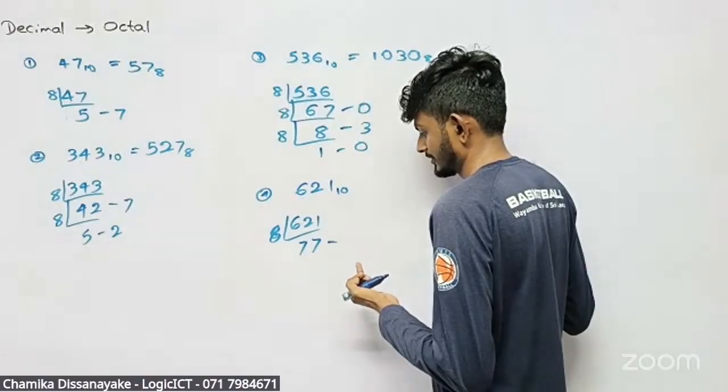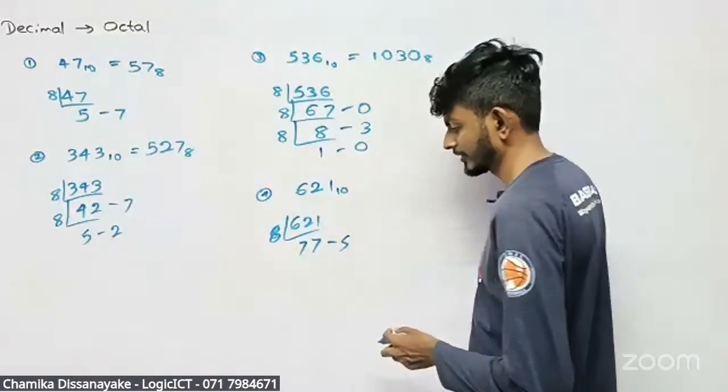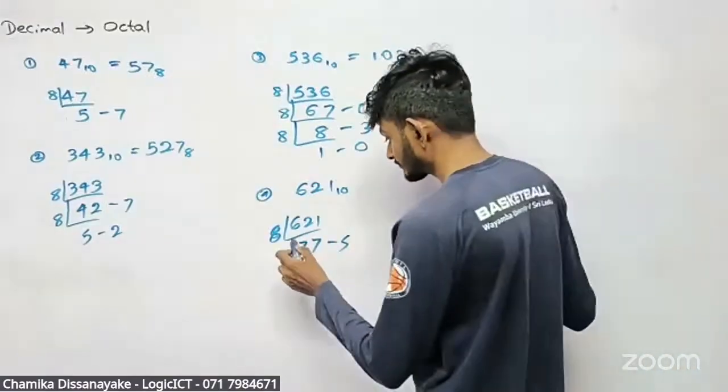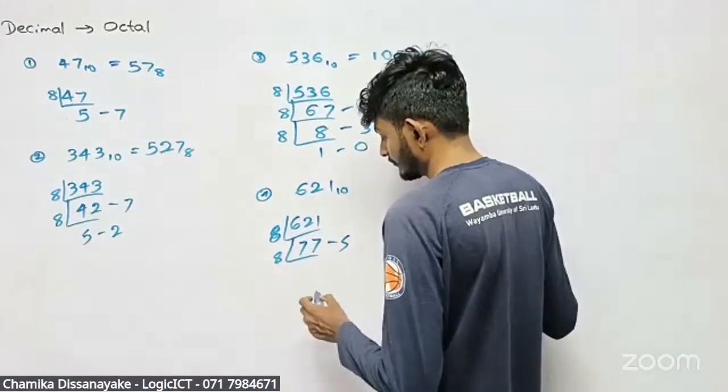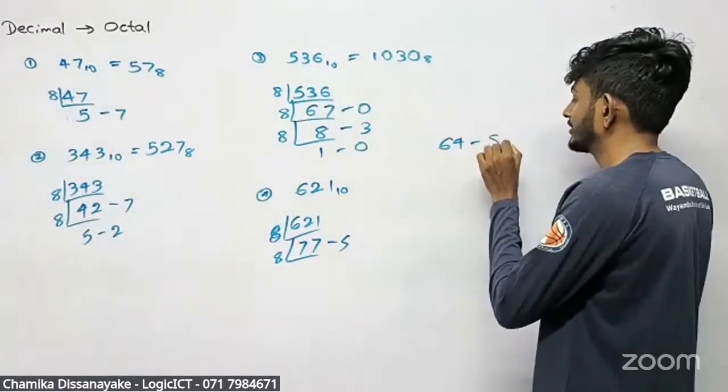How many numbers? 5? 5 remainders? I think 5. Okay. Again, we have to divide by 8. For 77, let's see. For 64, we have 8.